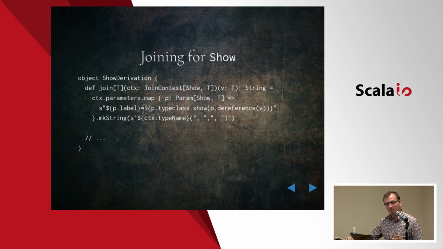And then, maybe not too surprising again, we want to have on the right-hand side of that equals sign the actual value that we're showing. Now, bear in mind that a case class may have parameters of types which are other case classes, which have parameters that are types of other case classes, and the recursion can happen very, really very deeply. And we don't know any of that at this point.